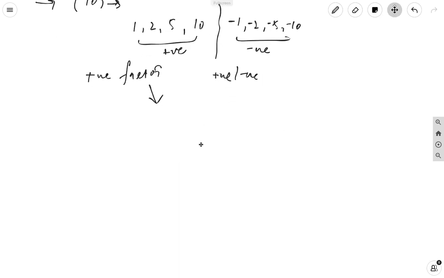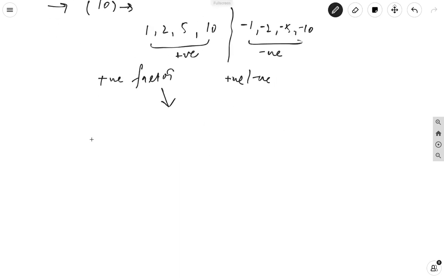Okay. So for a smaller number, it is easy to check for factors. That is 1, 2, 5, and 10. For 20, we can also find that. But let's suppose we have a greater number, for example, 1200. Can anyone tell what are the total factors of 1200?